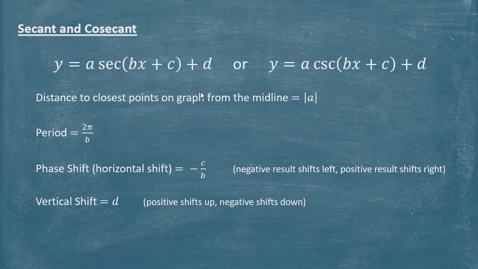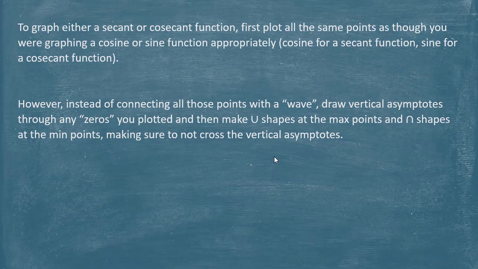So honestly, when it comes to drawing the graphs of these, which actually the next slide says here, we just plot all the points as if it was a secant, I'd graph all the points for a cosine, or if it was cosecant, I would graph all the points for a sine, the same way I would have just with the last 4 examples. However, it's what I do with each of those points that's going to be different. Instead of drawing a wave, I actually will put vertical asymptotes at all the zeros, and then I'll make either U's or upside down U's, as mentioned earlier in the video, at either the high points or the low points appropriately, making sure that I'm going away from the midline. I never actually cross over the midline with these ones.